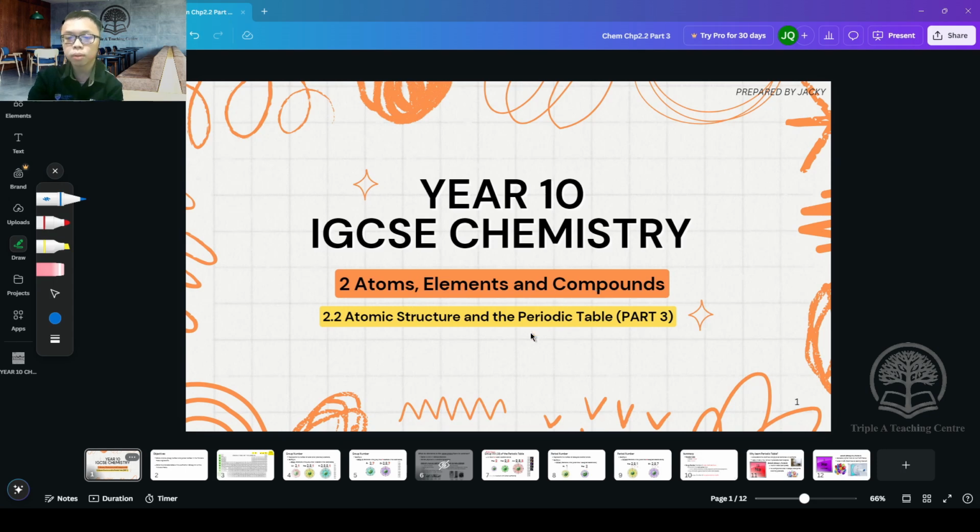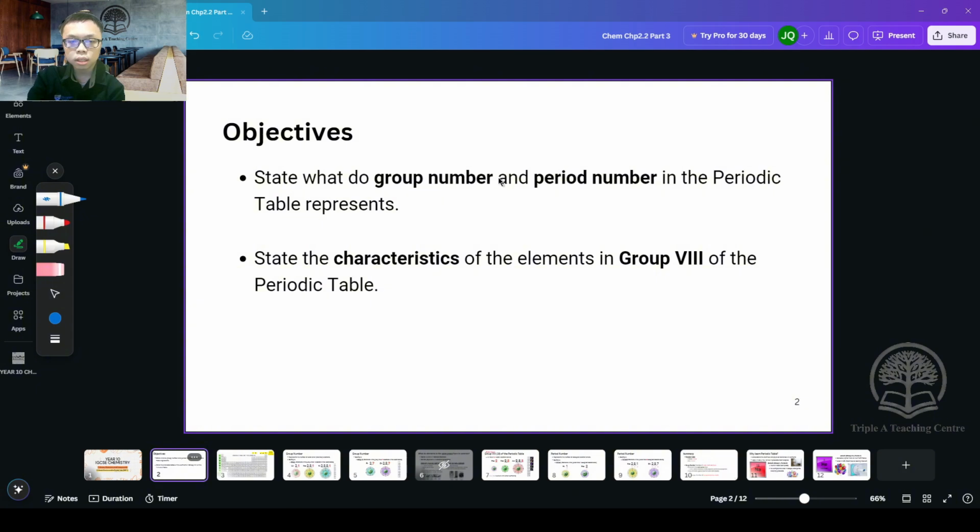Today I will mainly focus on the periodic table. In this lesson, we will learn what is group number and what is period number, what these numbers represent in the periodic table, and state the characteristics of elements in group 18 of the periodic table.